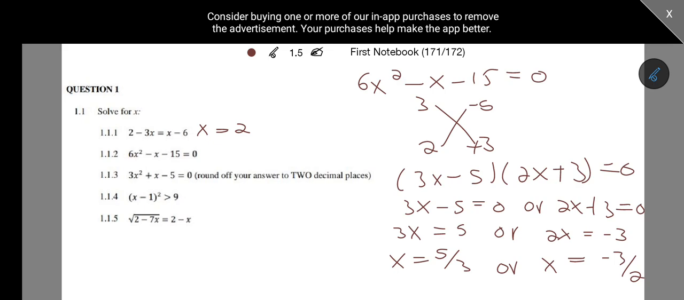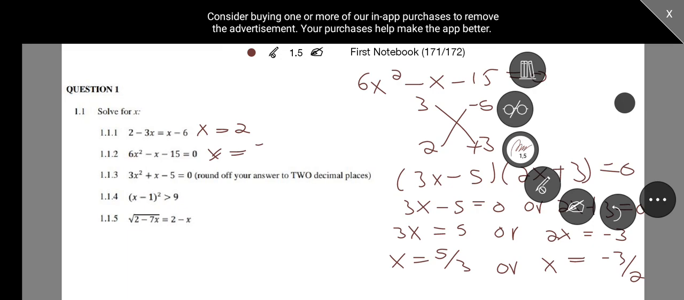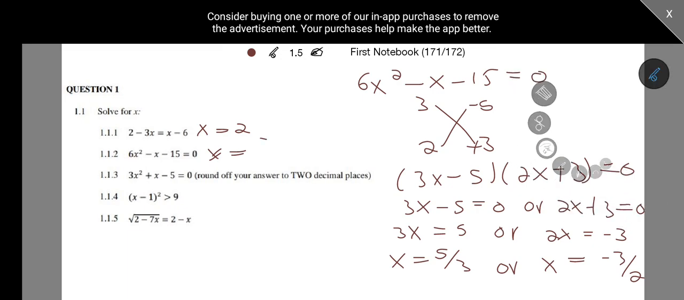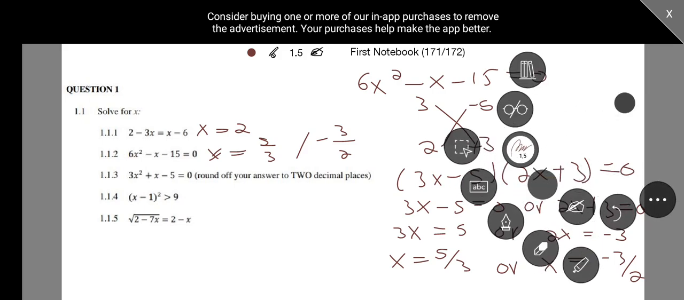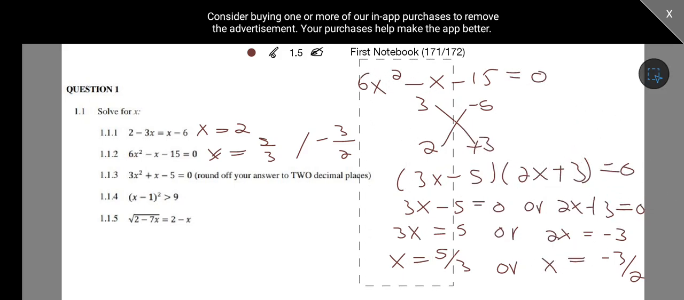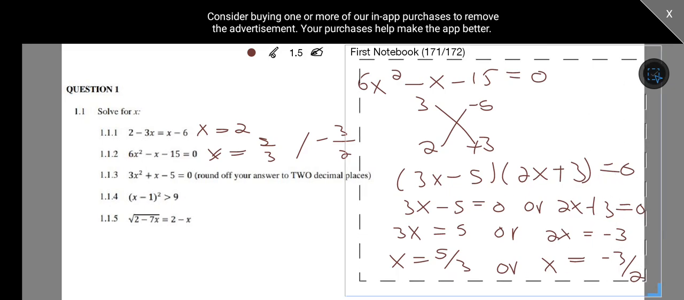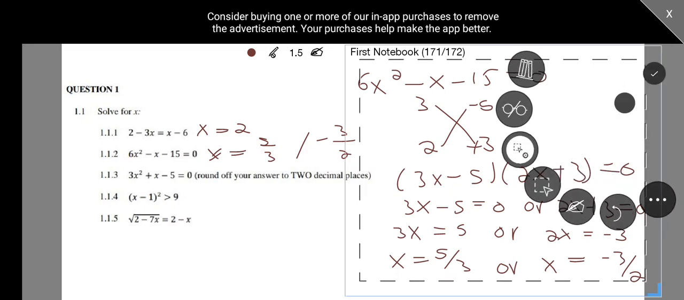So here we can say that our x is equal to what? Our x is equal to negative 5. No, it's positive. So it's positive 5 over 3. Okay, it's 5 over 3, or negative 3 over 2. And those are our solutions for that problem. We are moving to the next one, and that is a quadratic formula type of problem.